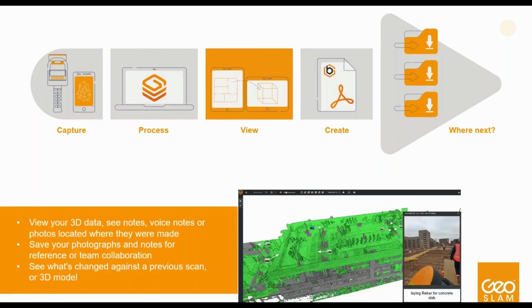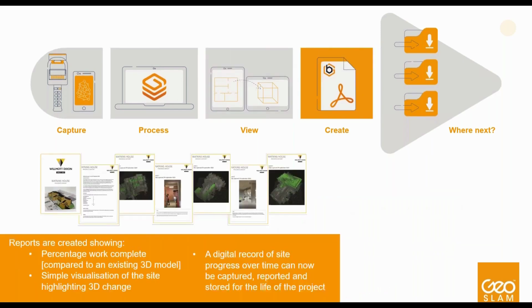Once the registration is complete, you're able to view all of the scans and comparisons within the Connect viewer. You can also take a look at all the photos and notes you had taken. You also get an arrow pointing in the direction the camera was facing when it took the image, so you can clearly identify what that image was taken of.